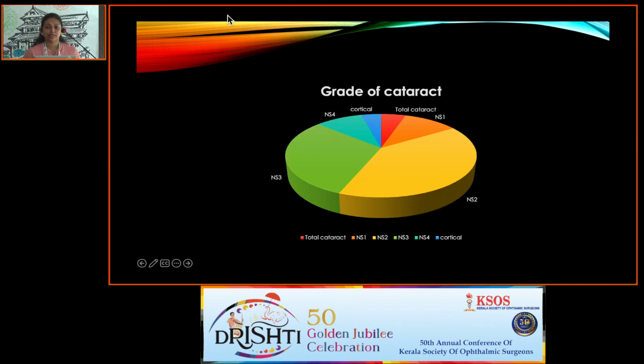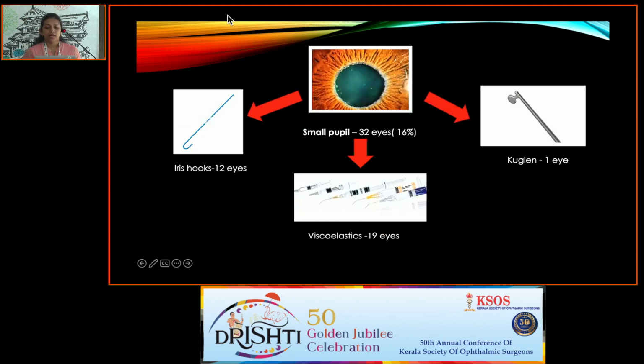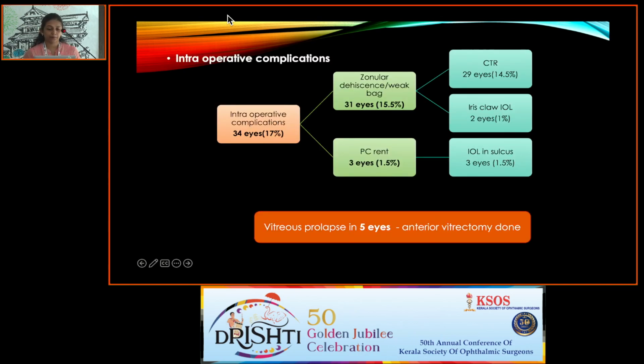Majority had nucleus sclerosis grade 2 or 3. Small pupils were found in 32 eyes, which were managed with iris hooks in 12 eyes, viscoelastics in 19 eyes, and Kuglin in 1 eye.